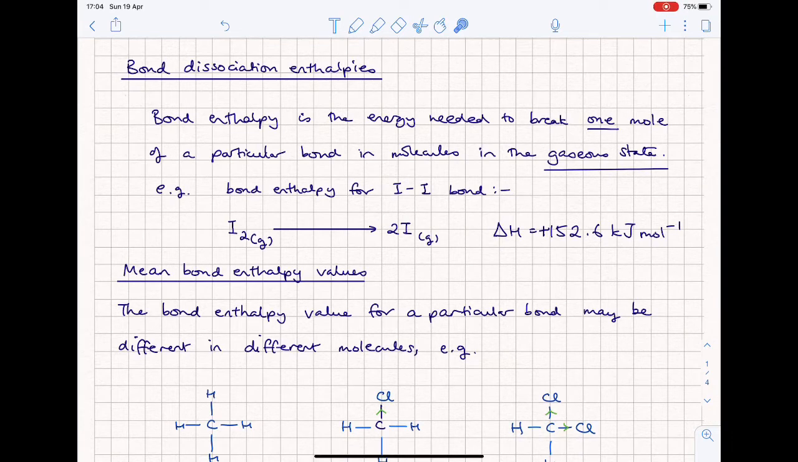Some bonds can only have one bond enthalpy value. For example, iodine-iodine bonds can only exist between iodine atoms in iodine molecules. A hydrogen-hydrogen bond can only exist between hydrogen atoms in a hydrogen molecule and doesn't exist anywhere else. However, some other bonds can exist in many different types of molecules, and the environments of those bonds in those molecules can affect the bond strength of those bonds, and therefore we need to use mean bond enthalpy values for those type of bonds.